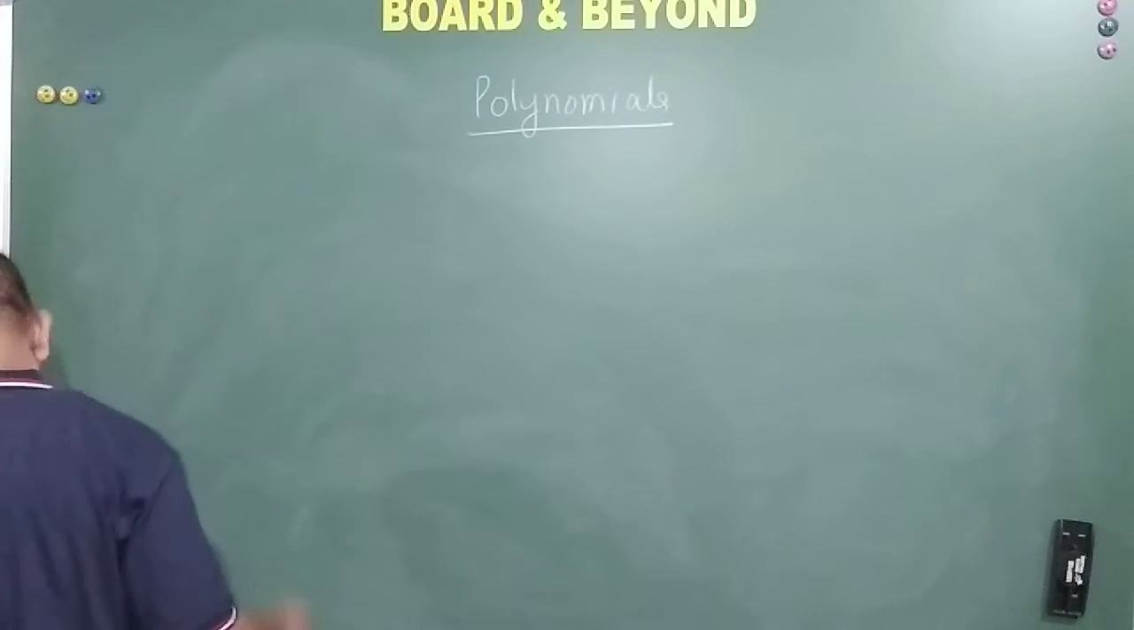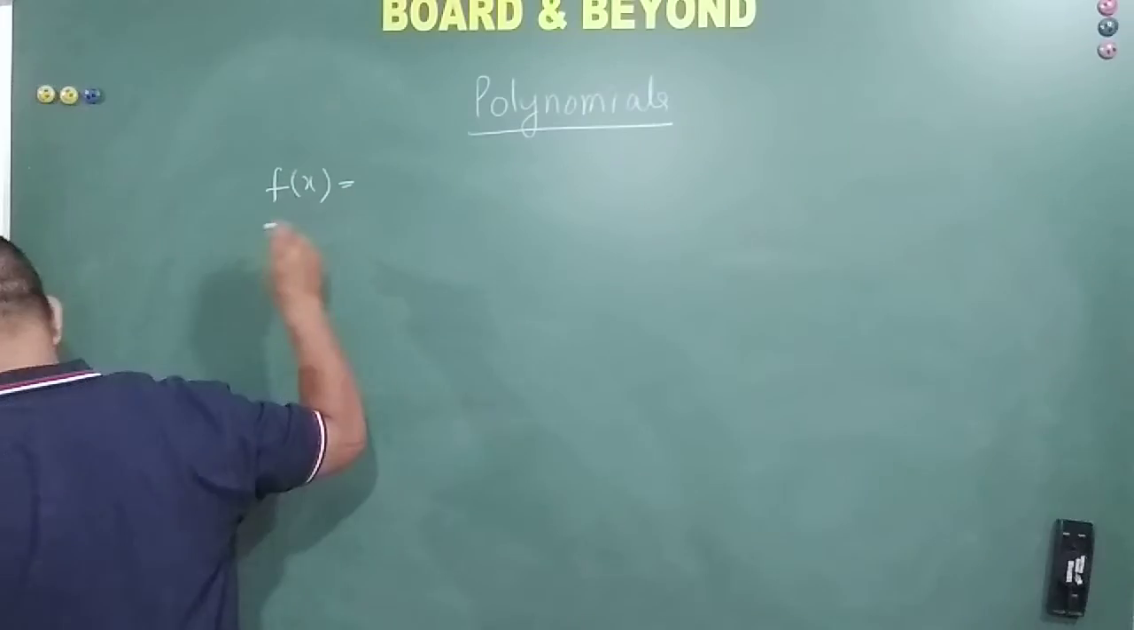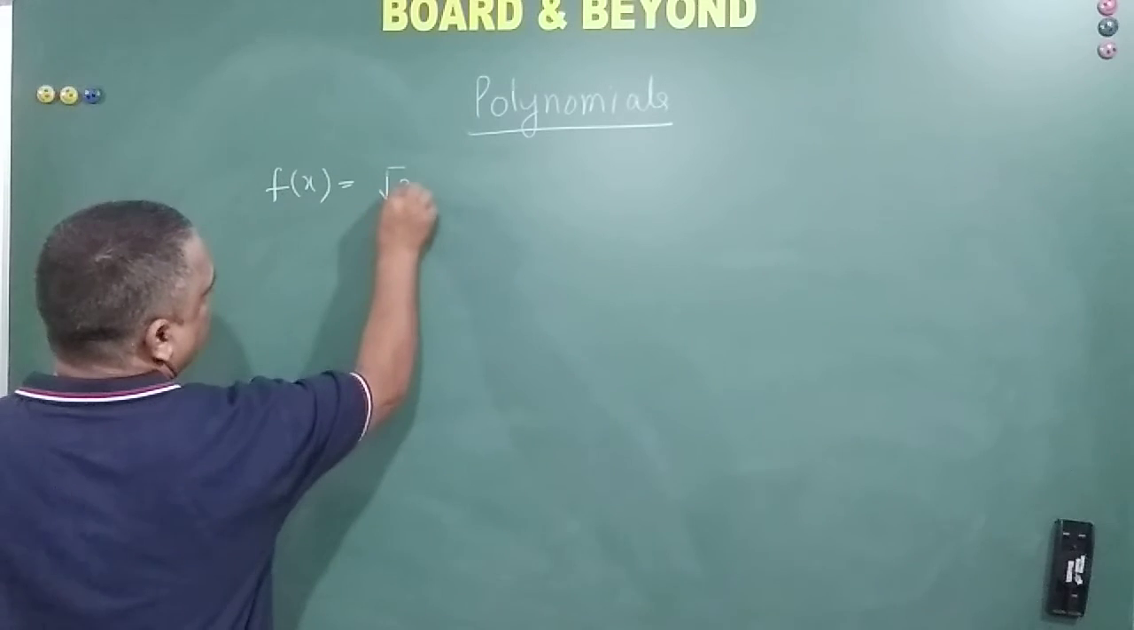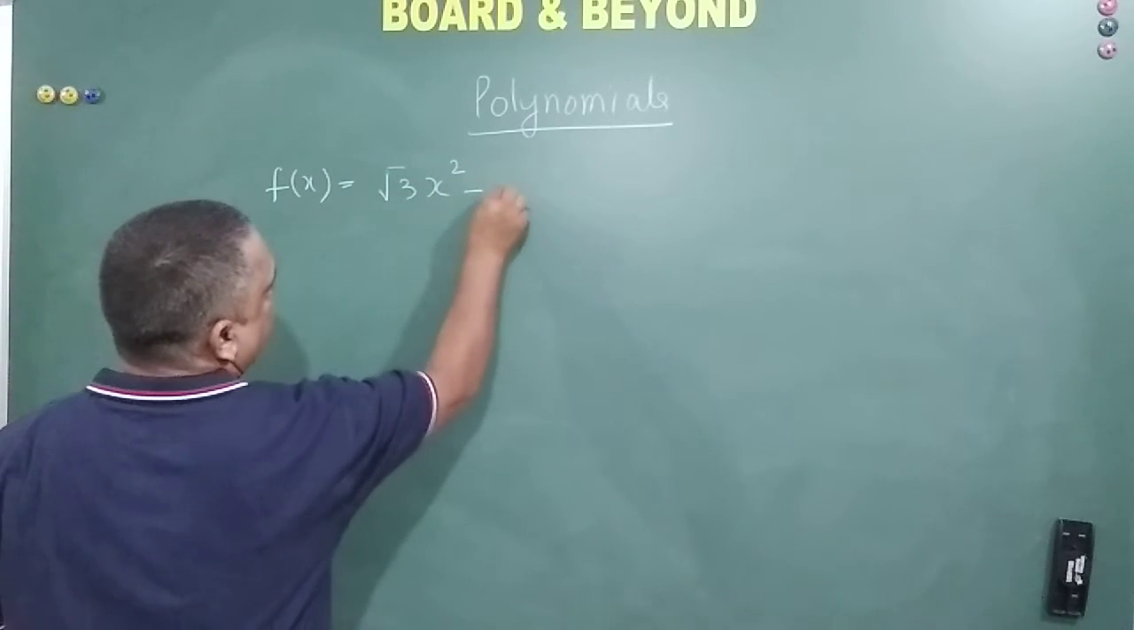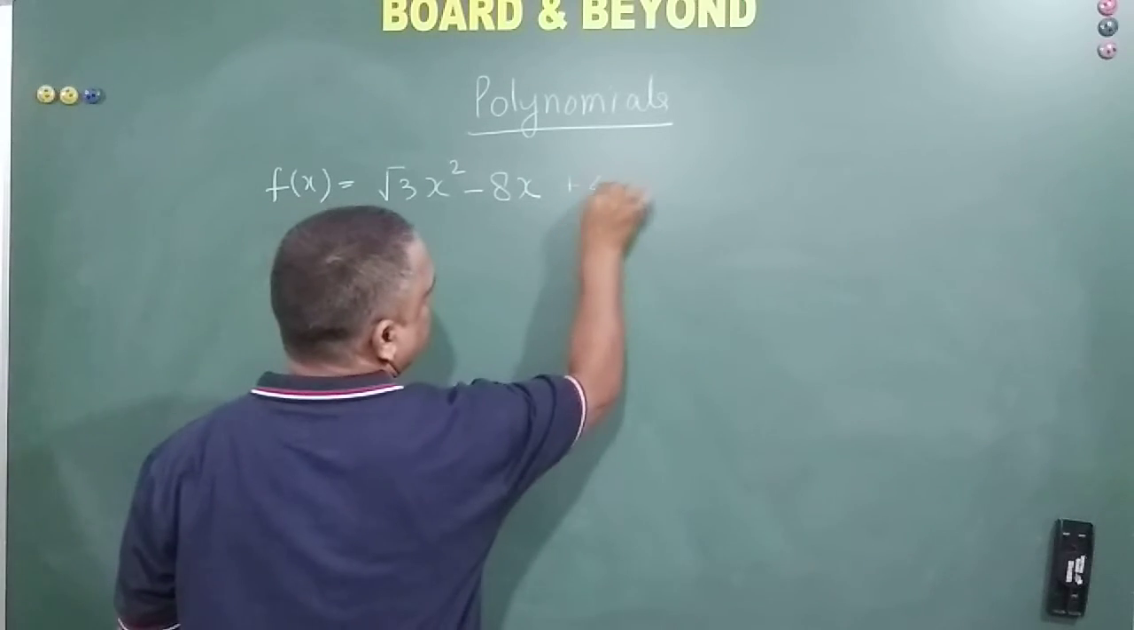Now let us try this. F of x is equal to root 3 x square minus 8x plus 4 root 3.